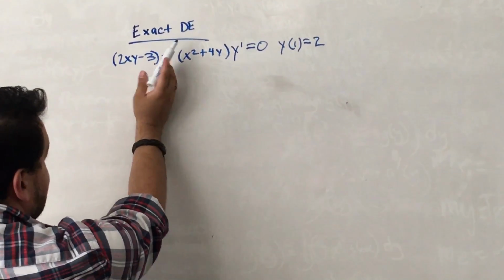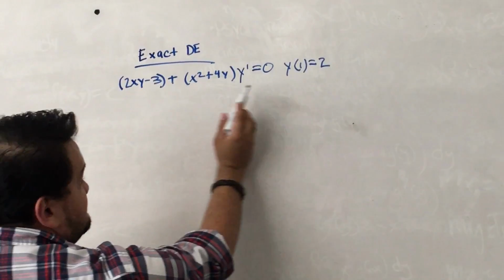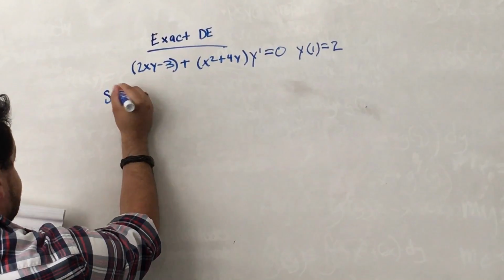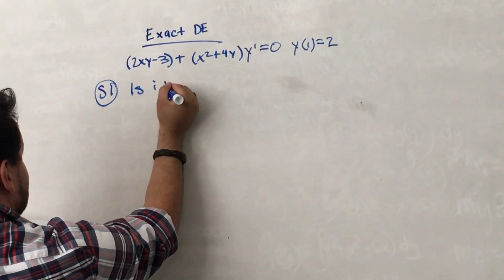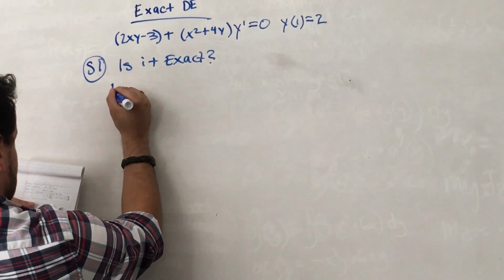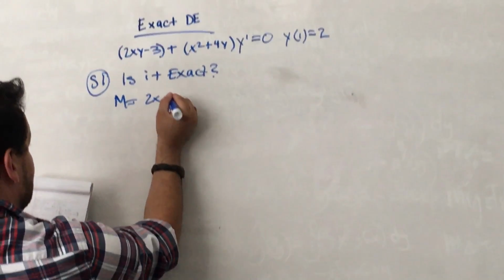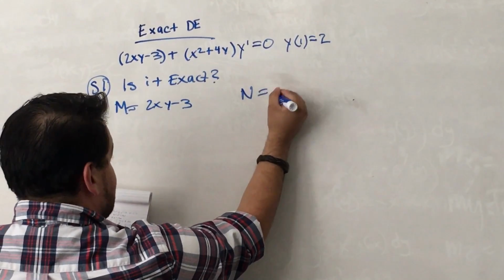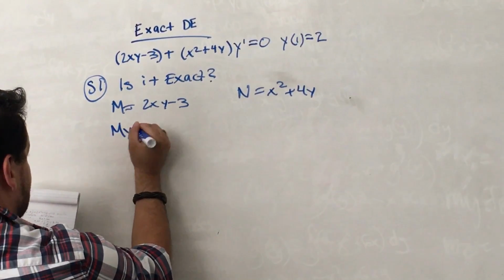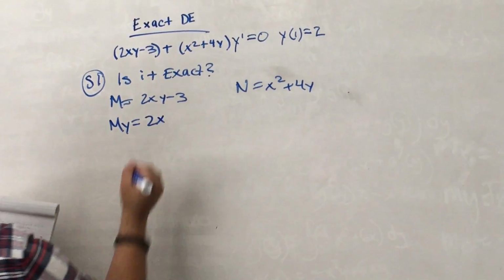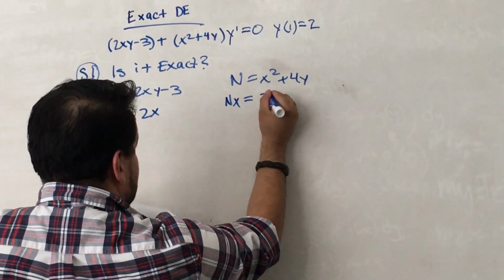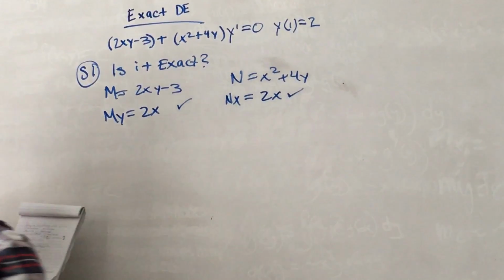Okay, so we're doing the exact differential equation of this function with the initial value of this, y of 1 equals 2. Step 1, we find out if it is exact. And we do this by getting M, which equals 2xy minus 3, and N, which equals x squared plus 4y. And we find the derivative with respect to y for M, which is 2x, and the derivative with respect to x of N, which is 2x. So we see here that they are exact.